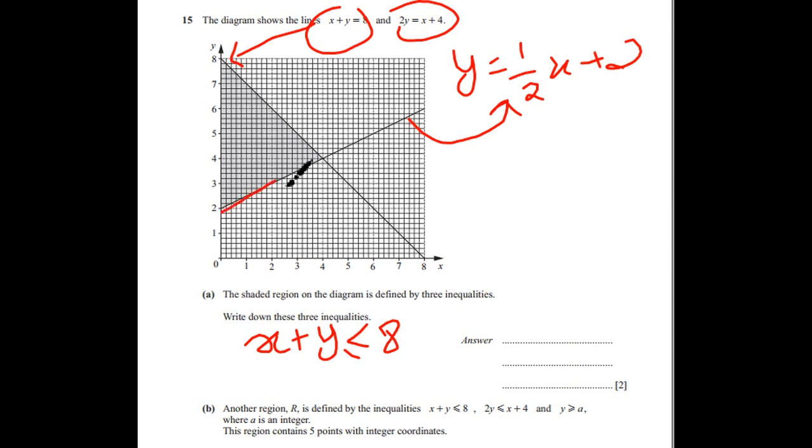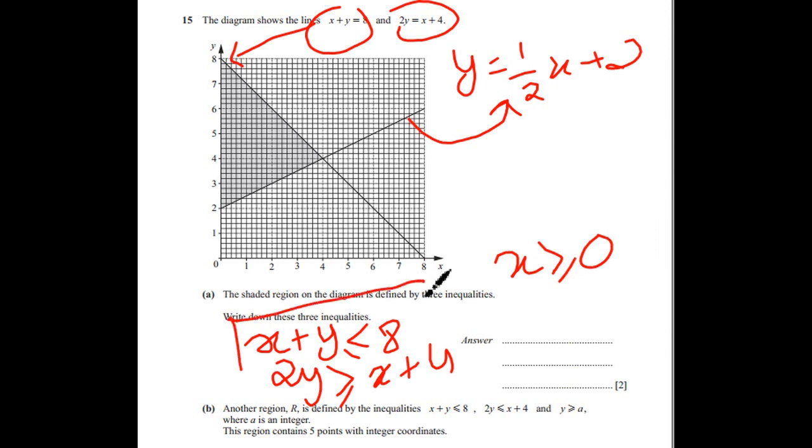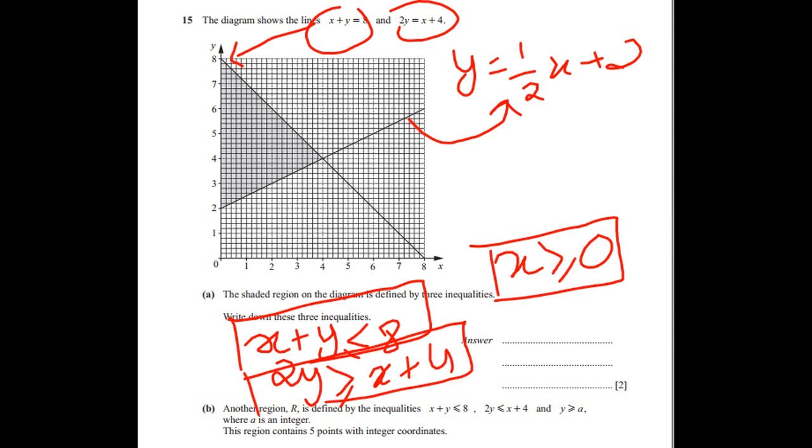So the equals to sign will be written underneath the inequality sign. Alright, then let's talk about this line. The shaded region is above this line, so the inequality will be 2y greater than or equal to x plus 4. Then we're left with this line. This line is the y-axis, which is called x equals 0. Now the shaded region is towards its right, so the inequality will be x greater than or equal to 0. These are the 3 inequalities for part A.